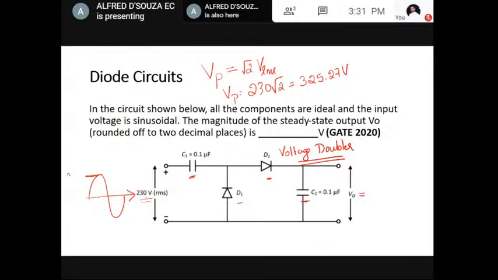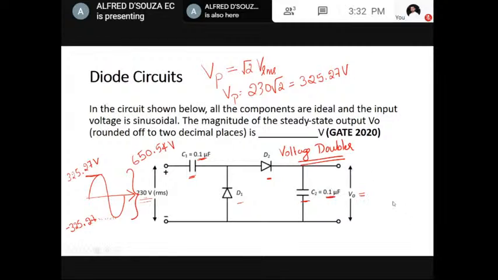So this side would be 325.27 volt, and the negative-most value will be minus 325.27. So from peak to peak, it will be around 650.54 volt, peak to peak. This is the input. And they are telling us the diodes are ideal, and the capacitors are also ideal, so we don't have to worry about the values of the capacitors.